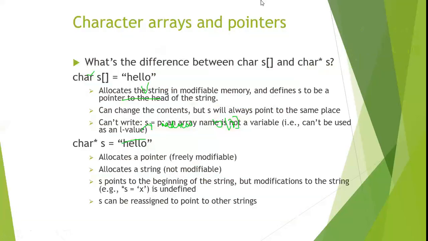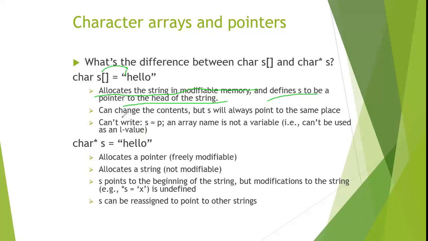So we do have character arrays. Now, what is a character array? Like char s[] = "hello", and if I write char *s = "hello", it will give me the value of that pointer. It's the same. So this allocates the string in modifiable memory and defines s to be a pointer to the head of the string. It's an array which contains this value, right?